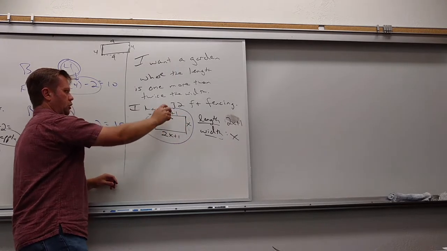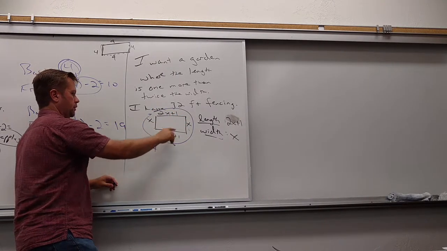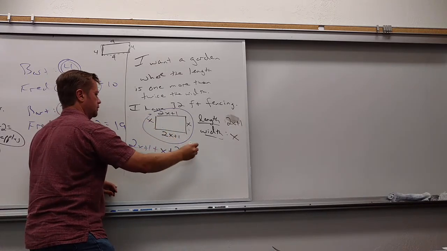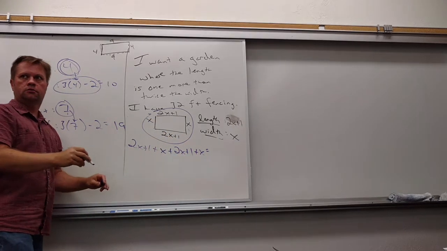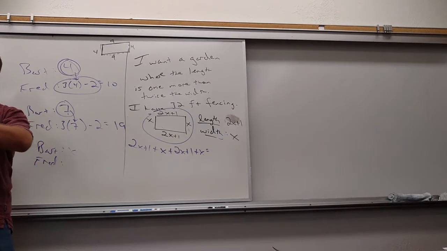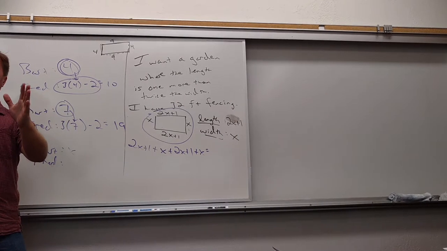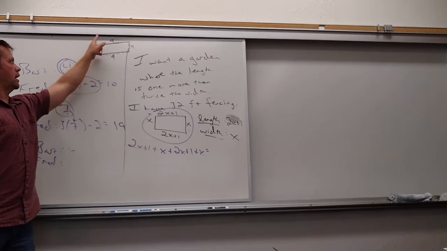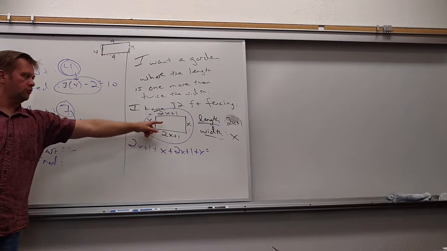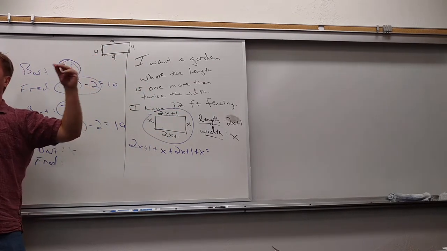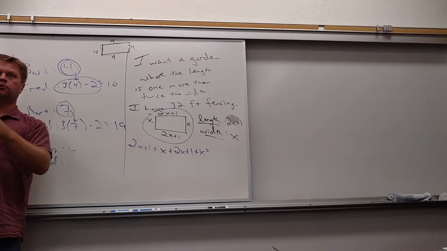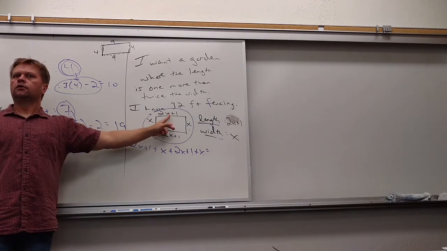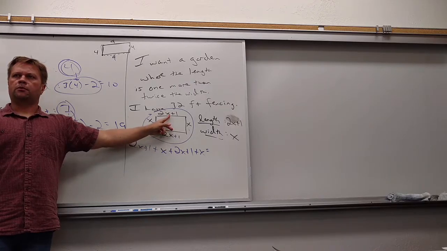So what do I get when I accumulate? I get 2x plus 1 plus x plus 2x plus 1 plus x equals 32. I love it. So it's not just throw some variables down and some numbers and pray to God. It's actually got to make sense. How do you find the perimeter of this? You add up all the sides. How do you find the perimeter of this? You add up all the sides. There are x's. Who cares? What are x's? What do they represent? What does a variable represent?